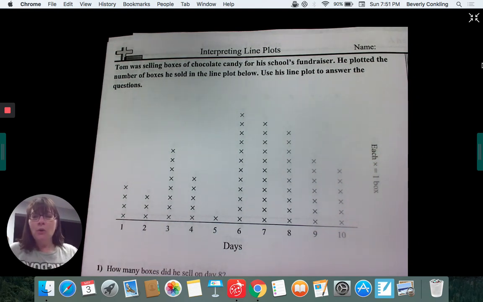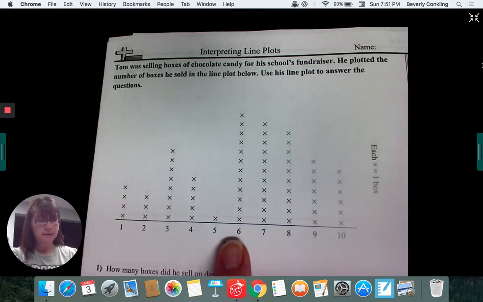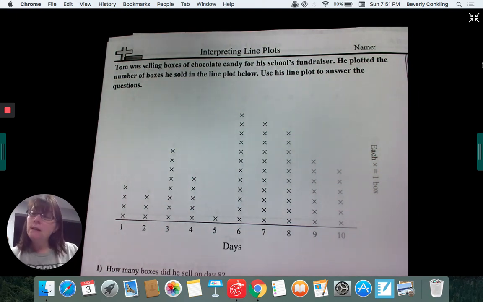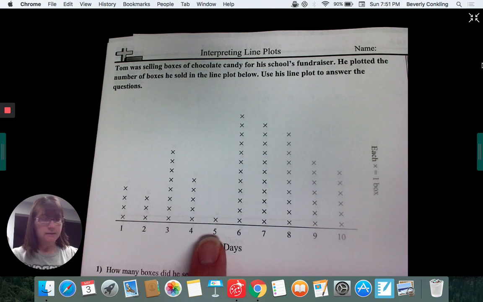If I wanted to know which day he sold the greatest number of boxes, easy. I just look for the one that has the most X's, day 6. I don't even have to do any counting. If I want to know which day he sold the least amount, that would be obvious, day 5, because there's only one X there.